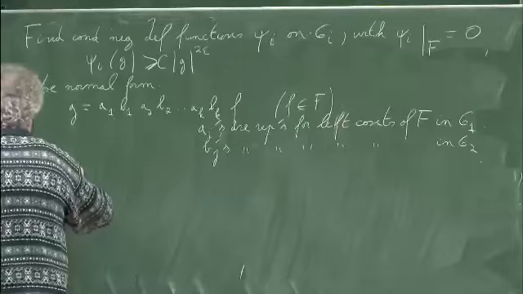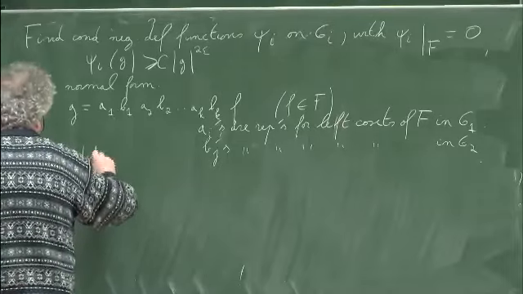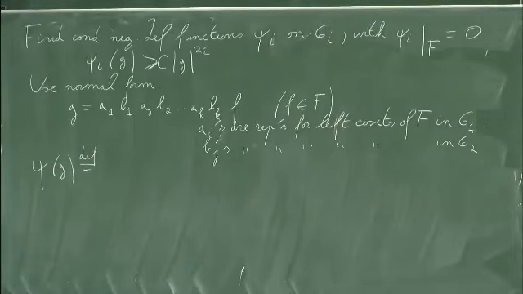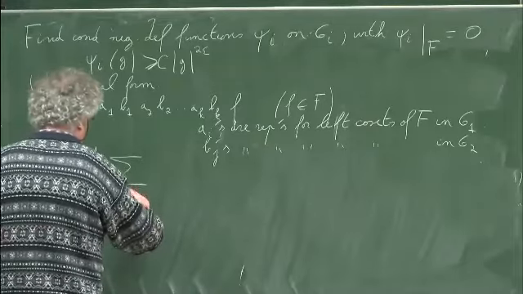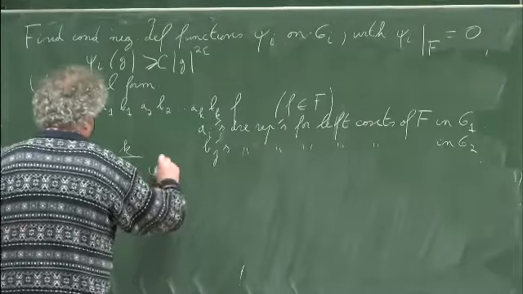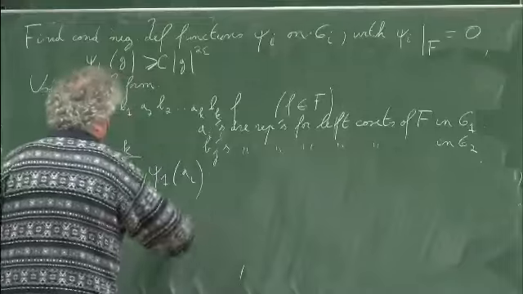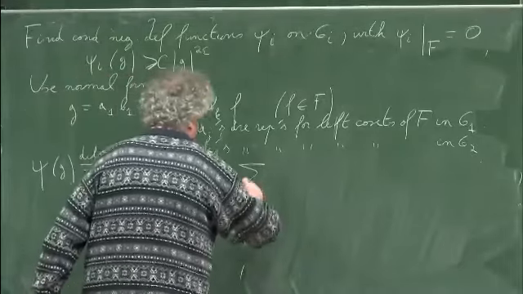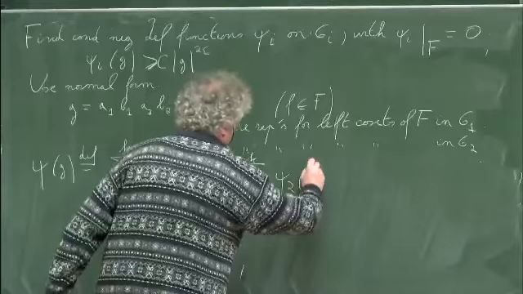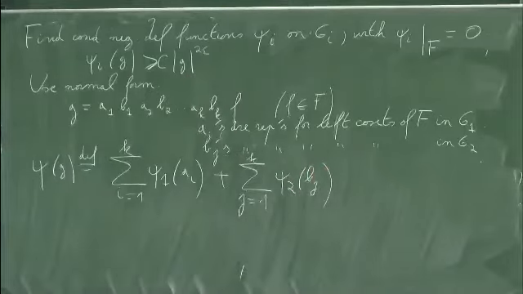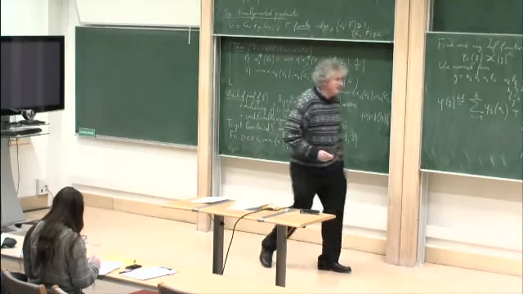And then we define a new function psi of g just as the sum of psi1 over all the AIs plus the sum of psi2 over all the BJs. Because by uniqueness of the normal form, this is well defined, and it turns out that this is conditionally negative definite.